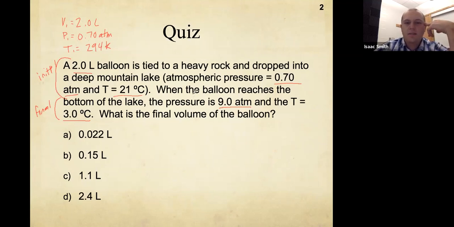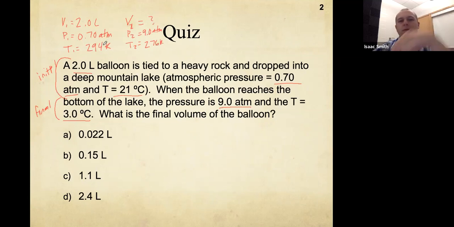All right. So then when the balloon reaches the bottom of the lake, we have our final volume, final pressure, and final temperature. Okay, we have a pressure of 9 atmospheres. And the temperature is 3 degrees Celsius, so that would be 276 Kelvin, right? What is the final volume? Okay, we're solving for volume.